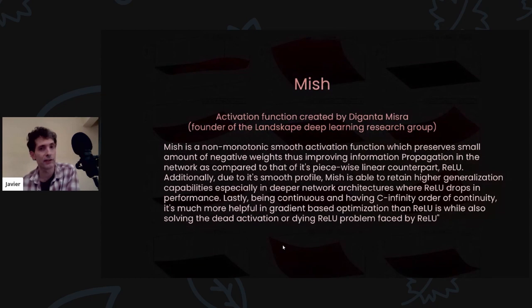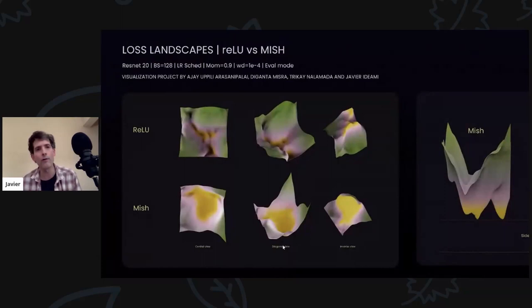MISH is a new kind of activation function created by Diganta Misra. It's a non-monotonic smooth activation function that preserves some amount of the negative weights. So it improves the information propagation in the network. It's also more smooth.